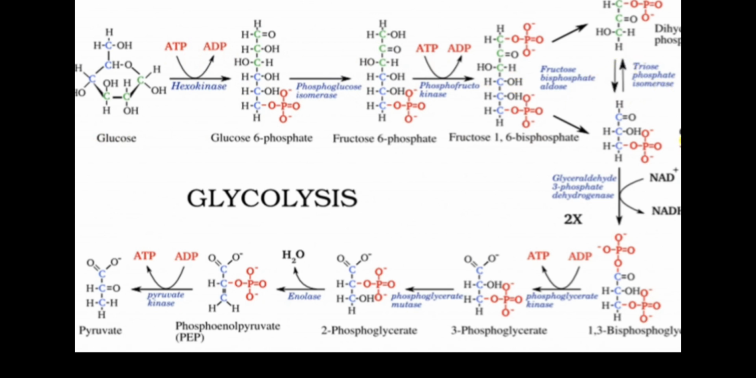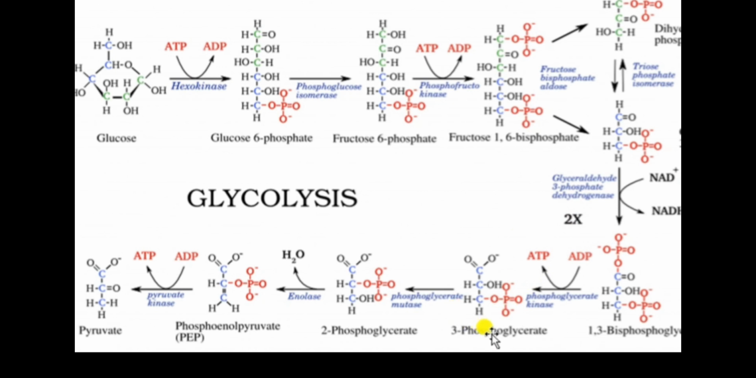Now this glyceraldehyde is converted into 1,3-bisphosphoglycerate. Here the NAD molecule is converted into NADH, and this reaction is catalyzed by an enzyme called dehydrogenase. Now the 1,3-bisphosphoglycerate is converted into 3-phosphoglycerate. The phosphate which is attached to carbon number 1 is released, which converts the ADP molecule into ATP, and this reaction is catalyzed by phosphoglycerate kinase enzyme, and here is the formation of ATP molecule.